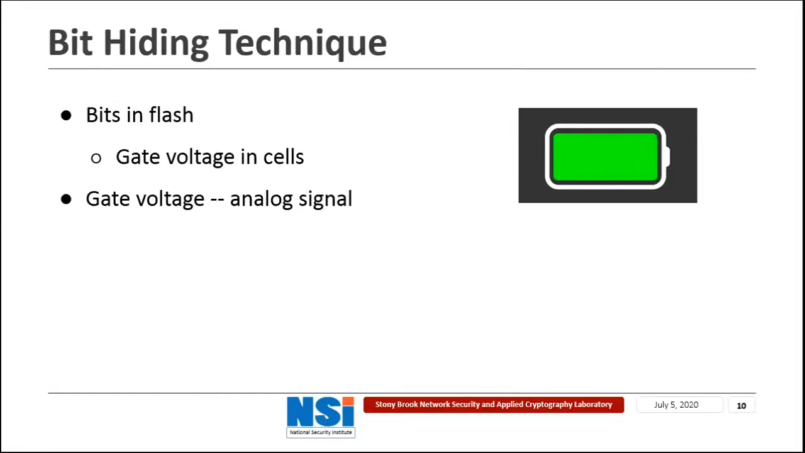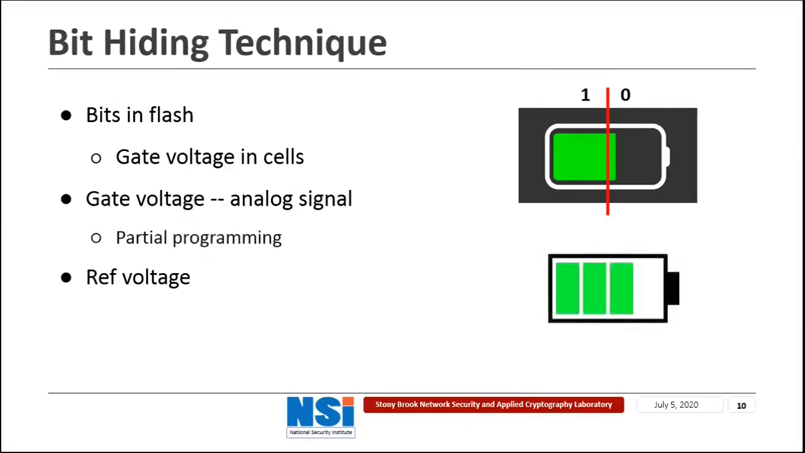As we know, the gate voltage is an analog signal. In order to represent those digital bits, we need another thing called the reference voltage. So a cell with a gate voltage that is larger than the reference voltage is set to store a bit 0, while another cell with a gate voltage smaller than the reference voltage is set to store a bit 1.